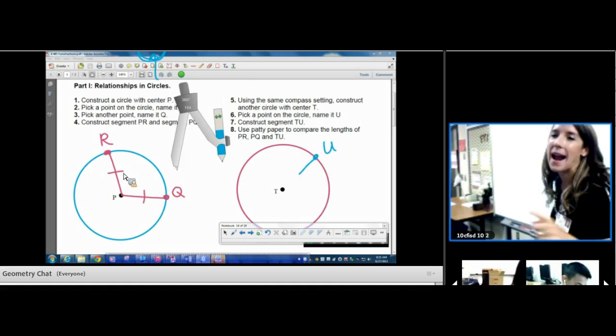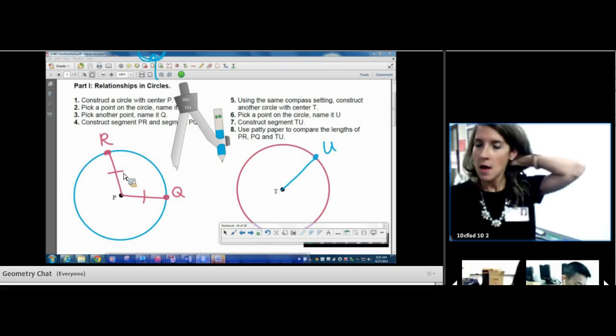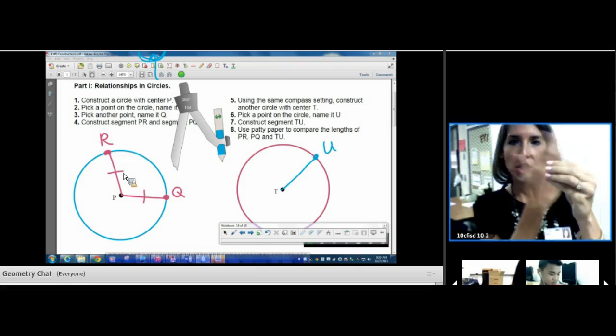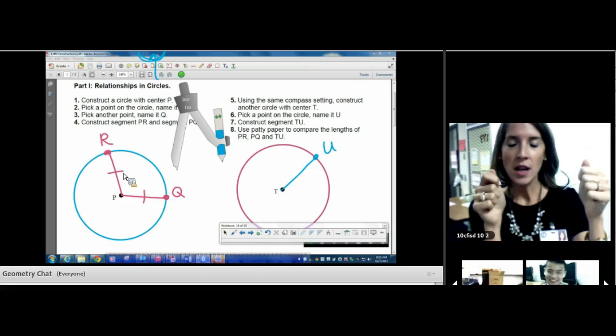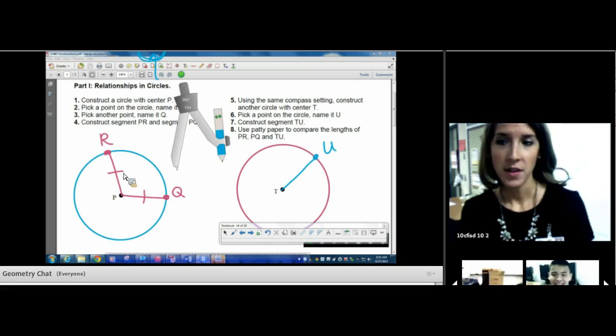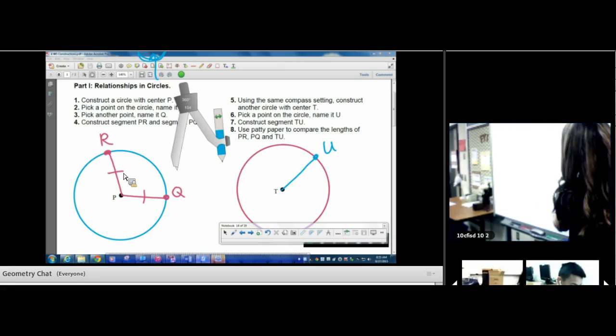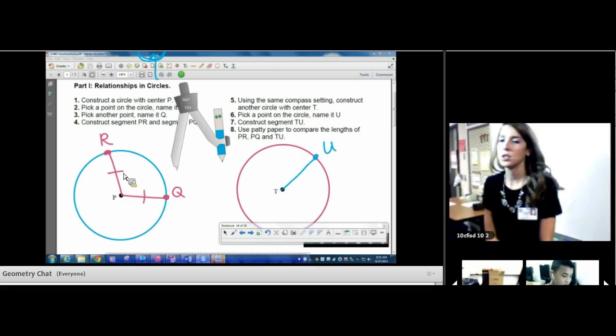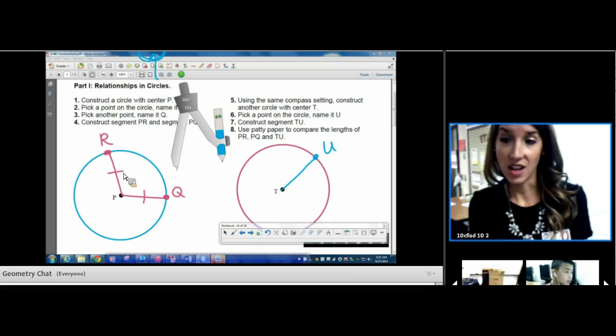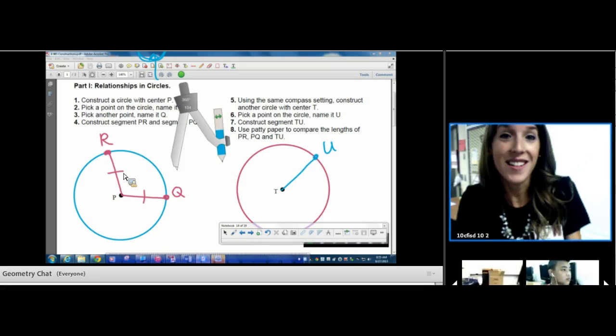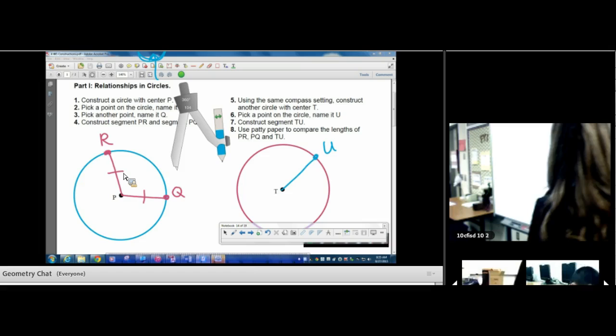Oh, there's where it said patty paper. You were asking about patty paper. Patty paper is just paper that is transparent. You can see through it. So it's like tracing paper. So if you had the tracing paper, you would trace TU, and you would compare it to RP and PQ, and you would compare their lengths and see what's true about their lengths.